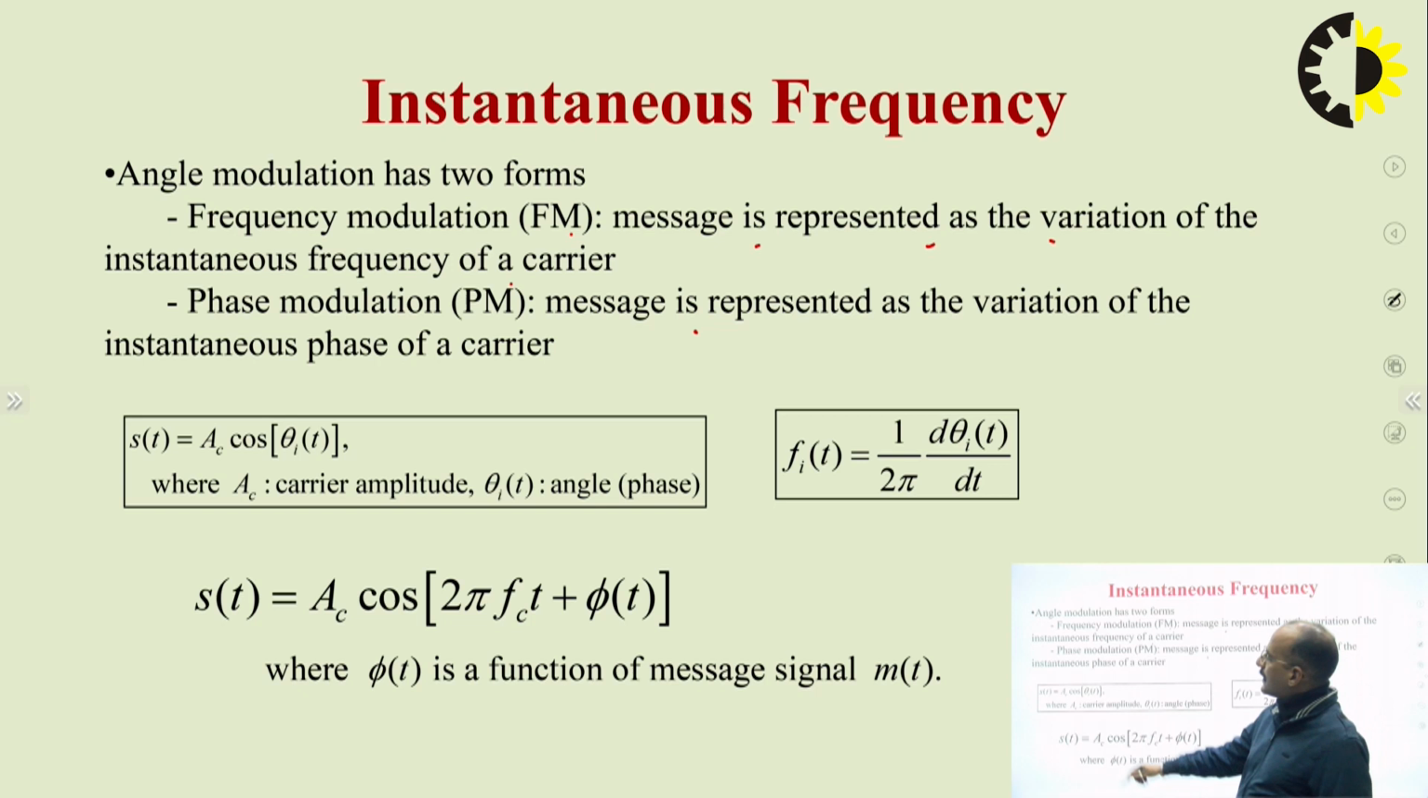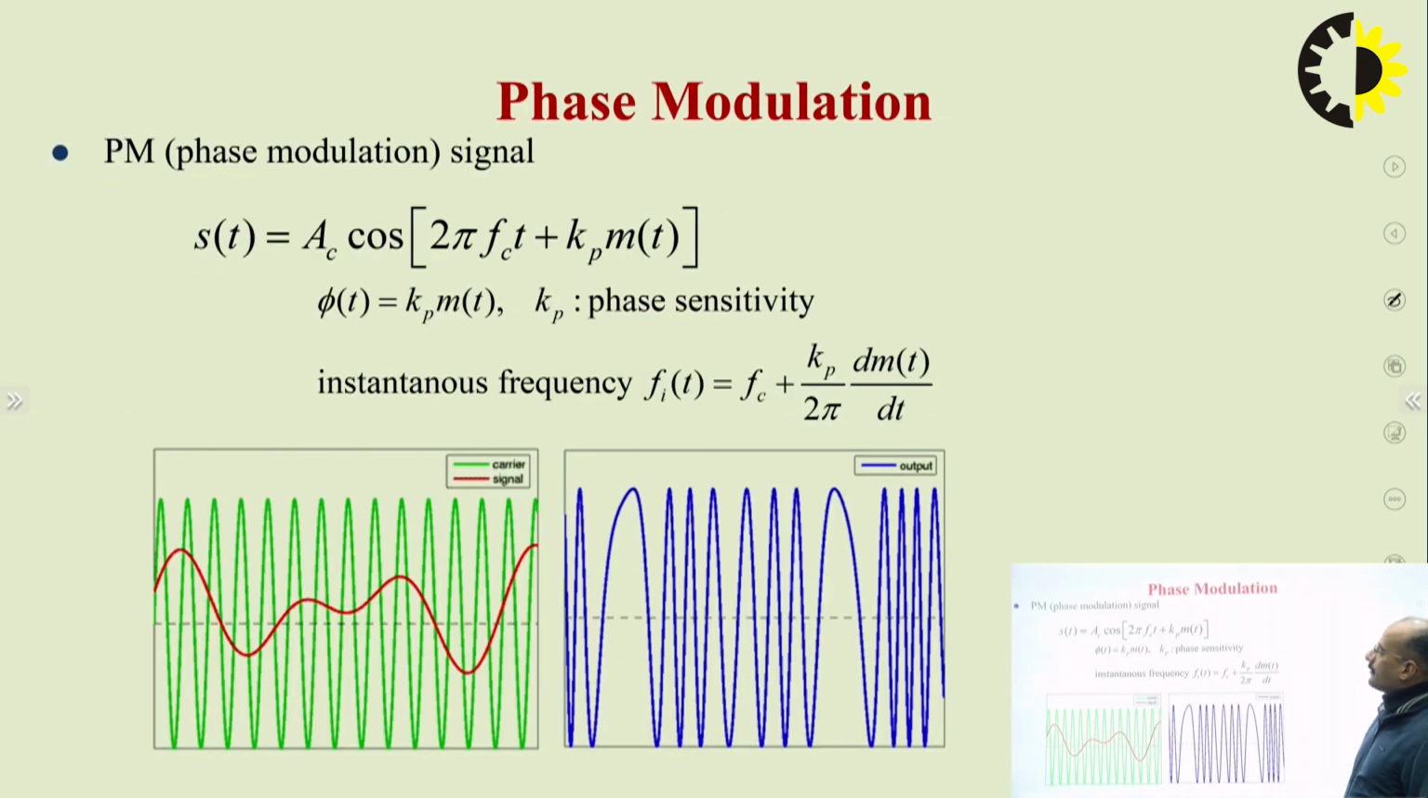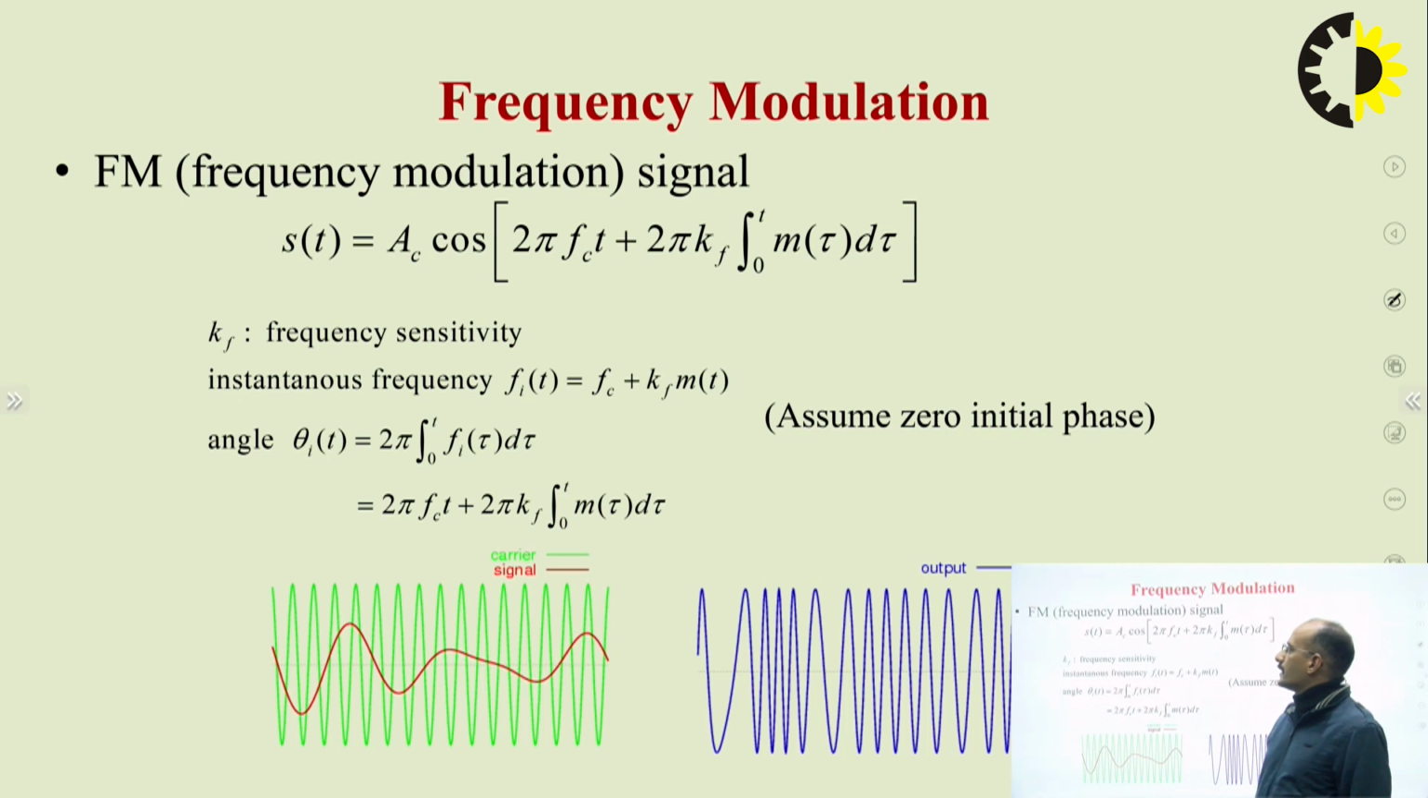So you can see the same equation Ac cos φi(t), where fi(t) = (1/2π) dφi(t)/dt, because ω is 2πf, meaning ωi corresponds to fi. So s(t) = A cos(2πfc t + φ(t)), and the value of φ(t) we put in here, taking these two equations. In frequency modulation, we put the value 2πfc t + 2πkf ∫m(τ)dτ, because we are taking the integration as per the first discussion.